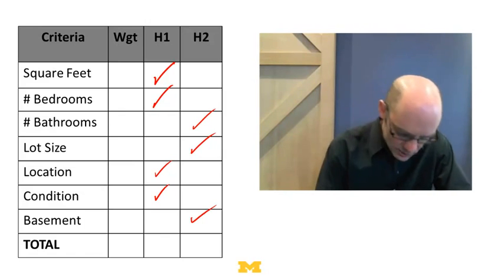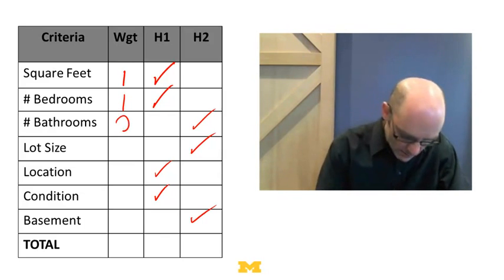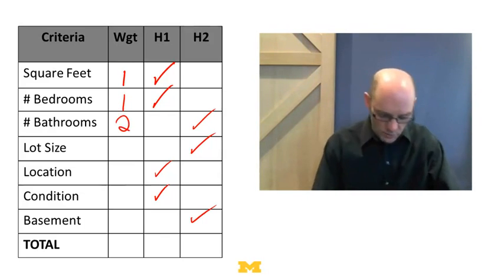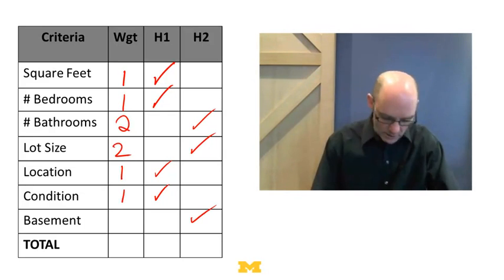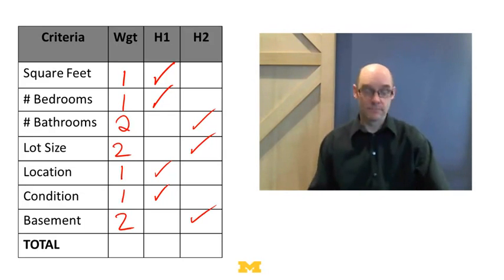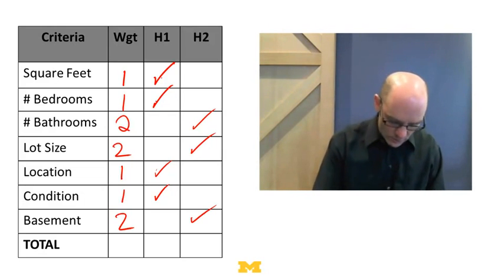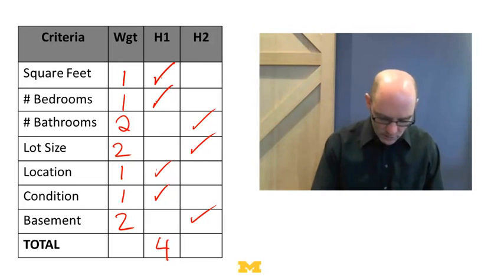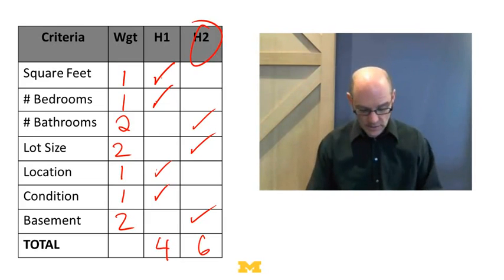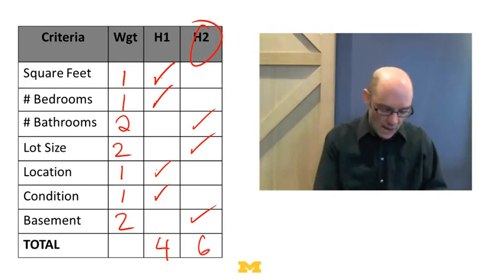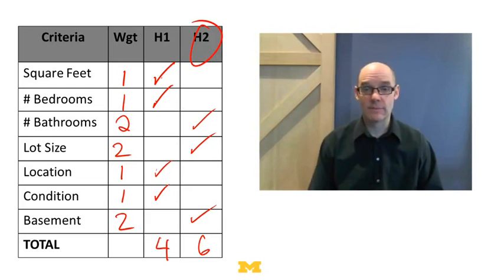But it could be that square footage doesn't matter to me that much, nor does number of bedrooms. So I give each of these 1. But number of bathrooms matters to me 2, and lot size matters to me 2. Location and condition don't matter to me very much, and having a basement is incredibly important. Well, now house 1 gets a total of 1, 2, 3, 4, and house 2 gets a total of 2, 4, 6. And so now it's house 2. What was really going on here is that when I put in how much I care about these dimensions, I realized that's the reason why in my gut I felt that house 2 is better.